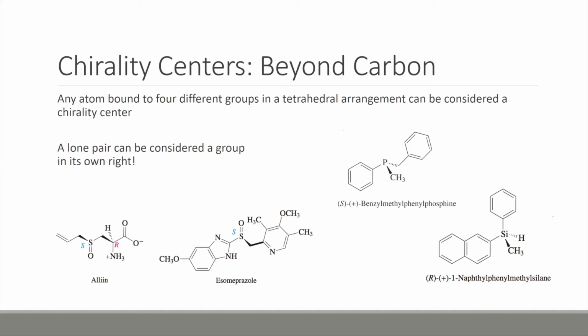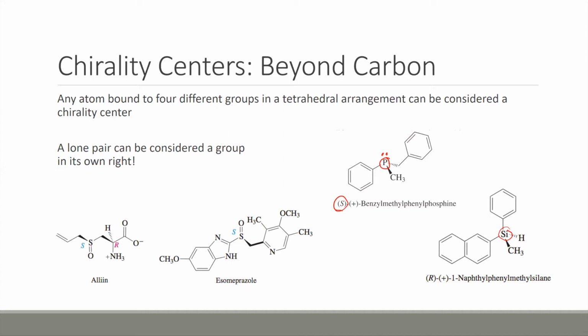So in some of the examples here, you can see things like sulfur or phosphorus can have chiral centers. Here, this phosphorus we're saying is bonded to 4 different things, and that includes a lone pair that is not shown. So this is an S configuration. Silicon can also be bonded to 4 different groups in a tetrahedral arrangement, and so can sulfur as well.